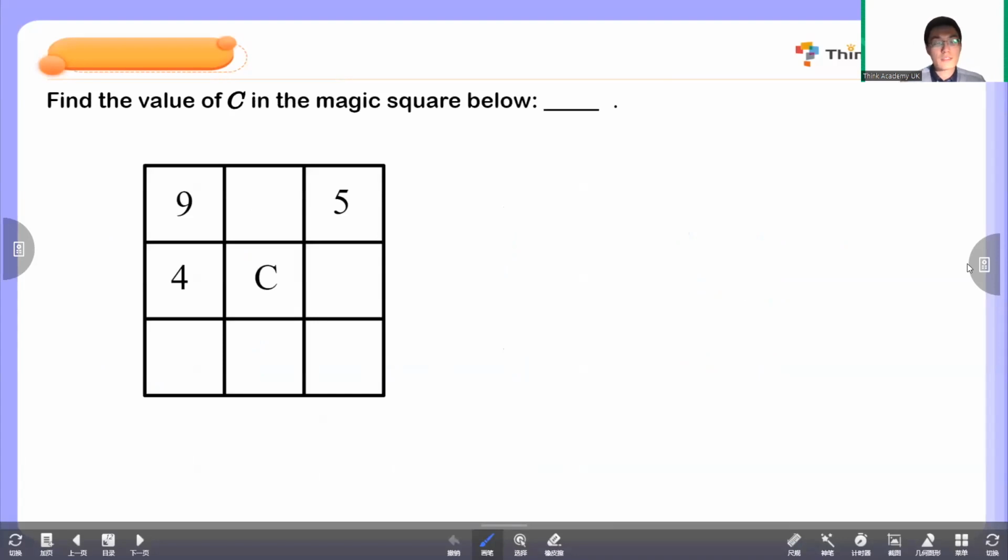Right, and the last one. So find the value of C in the magic square below. So with this one, we only need to use the property of magic squares. We actually don't need to use key points 1, 2, and 3. Okay, just use the property.